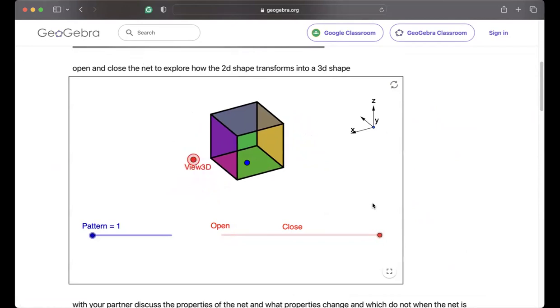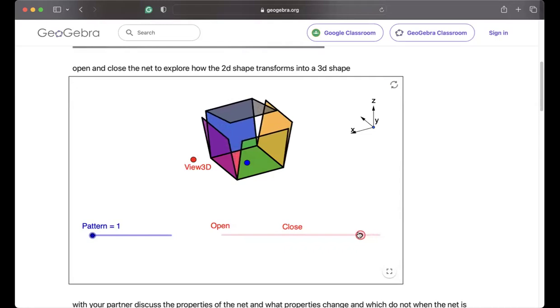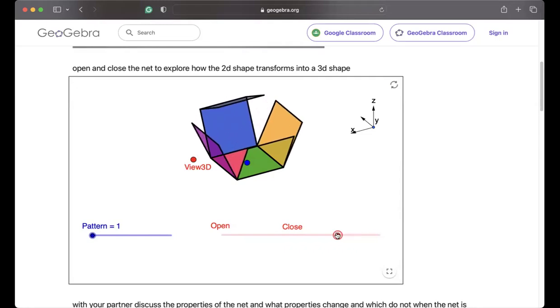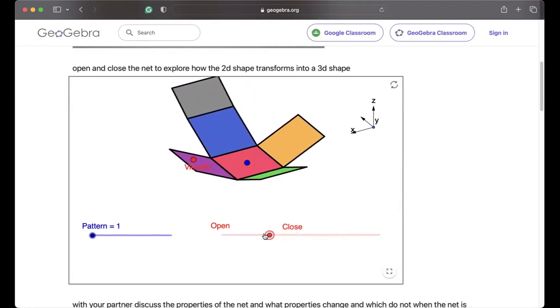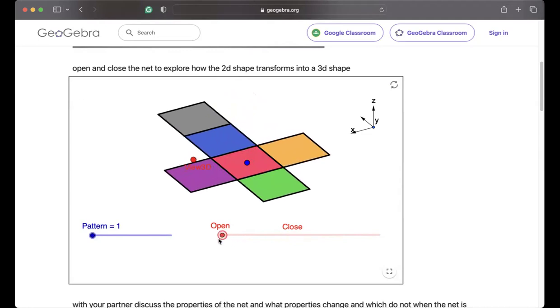Now, in this case, like I said, the word nets means we are trying to transform a 3D shape into a 2D shape. So let's start opening this up. If I were to open this up, you can see that's exactly what I said. That's this green thing over here, which again is actually red. That's going to be my base. And this is how it opens up.